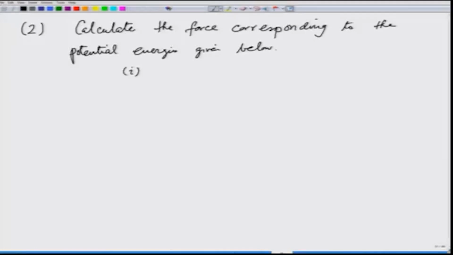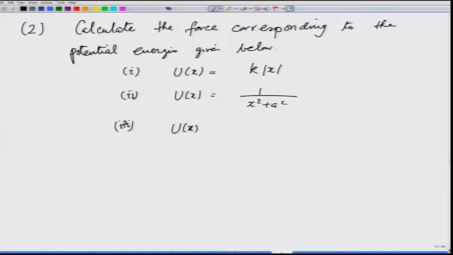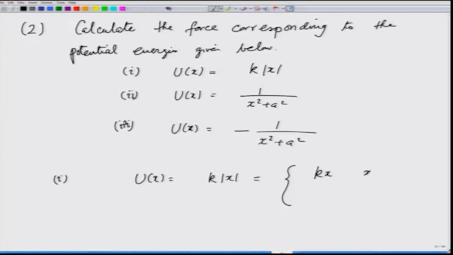So, the potential energies given are: first, U(x) equals k modulus x; second, U(x) equals 1 over x square plus a square; and third, U(x) equals minus 1 over x square plus a square. So, let us take them one by one. In the first, U(x) is given to be k modulus x, and therefore, this is equal to kx for x greater than 0 and minus kx for x less than 0.